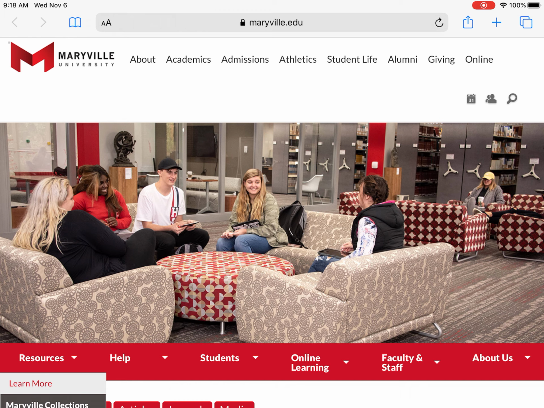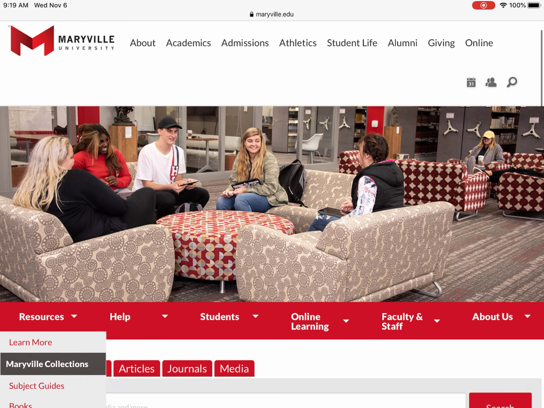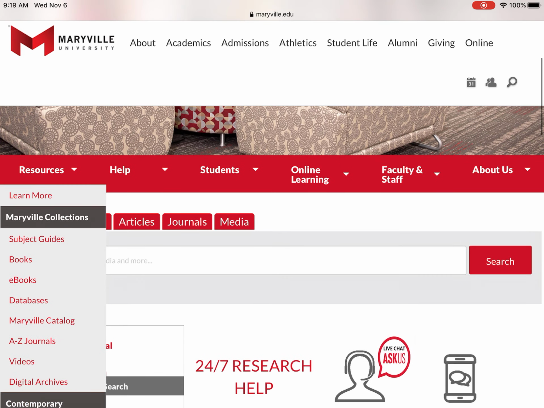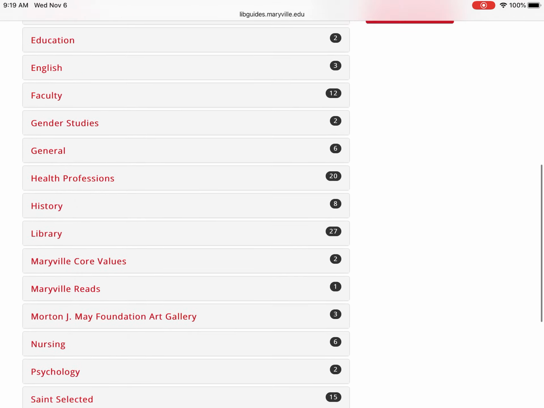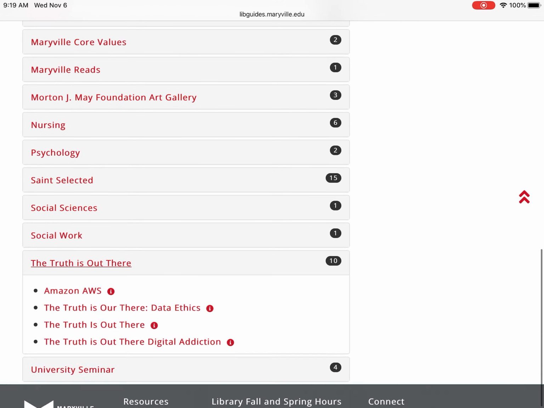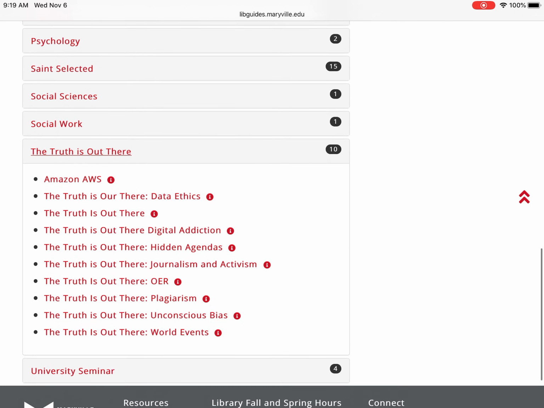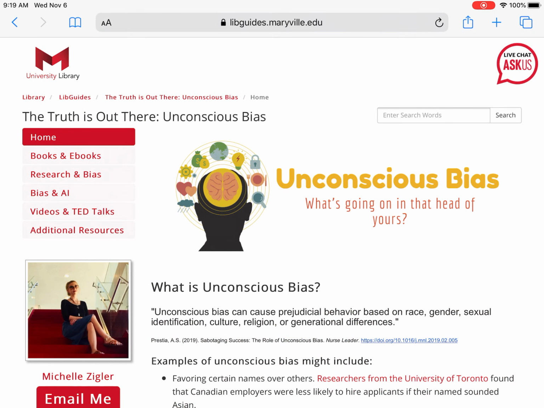So for today, if you're on the library's homepage, we're going to find the subject guide that's been created for it. If you go under Resources and find Subject Guides, you can select it right there. And if you go all the way to the bottom, you'll see Truth is Out There. And today we're going to be looking at unconscious bias.